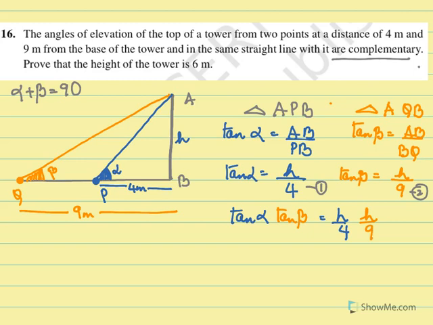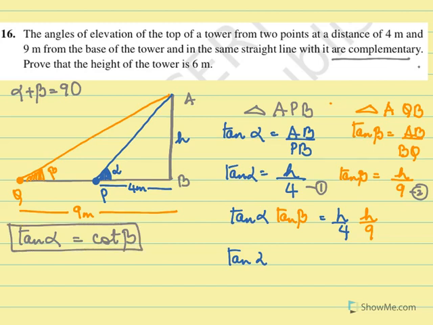Now here's one property. When angles are complementary, tan alpha will be cot of beta. This is actually not included in the syllabus this time, but I'm just doing it. Tan alpha equal to cot beta. So here for tan beta, or you can say tan beta equal to cot alpha.